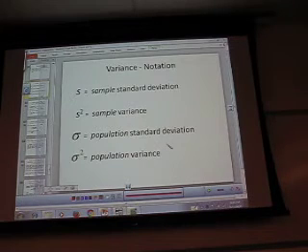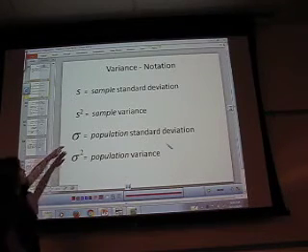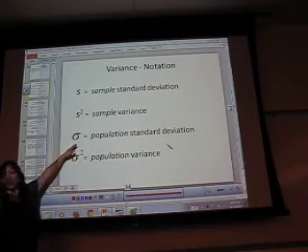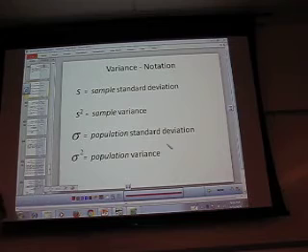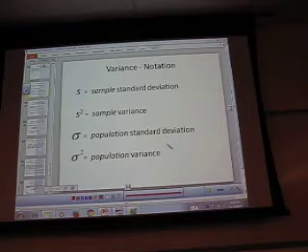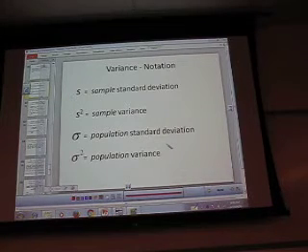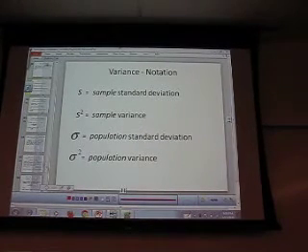Population standard deviation, Greek letter sigma, right? Circle with the tail. Population variance, sigma squared. So this is at the bottom of your next page. And then I want you guys to take a couple minutes and sort out what goes in the rest of those spots. All right, so let's go over these real quick so we can get out of here on time.